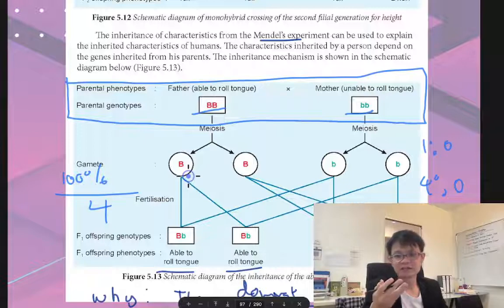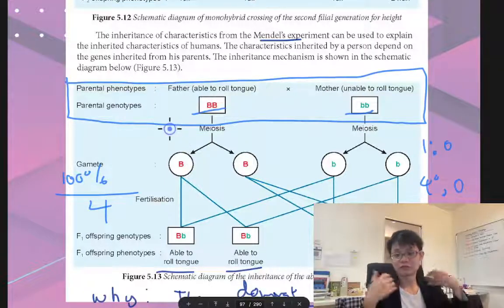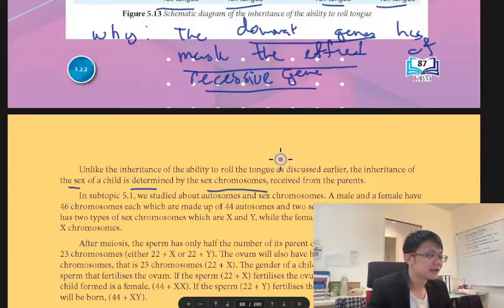4 is very difficult to say, unless you say 4 out of 4 chances that the mother's offspring is able to roll tongue. So just make it clear, whatever people ask, and then we try to explain it in a clear way. Okay, so that is the thing.